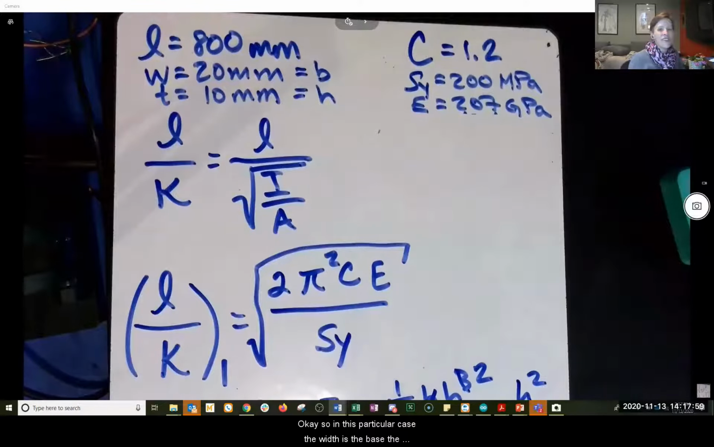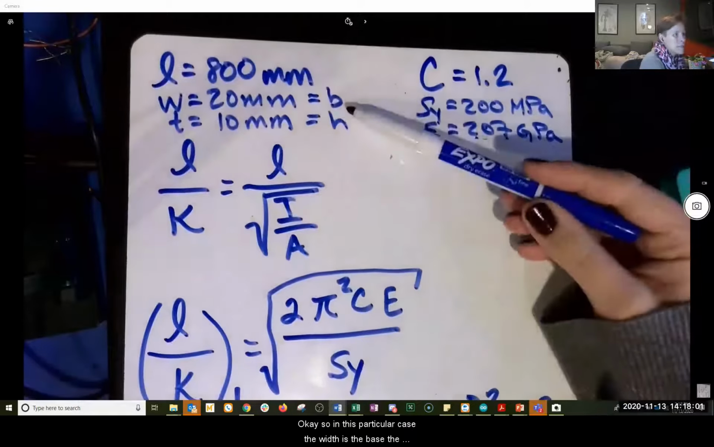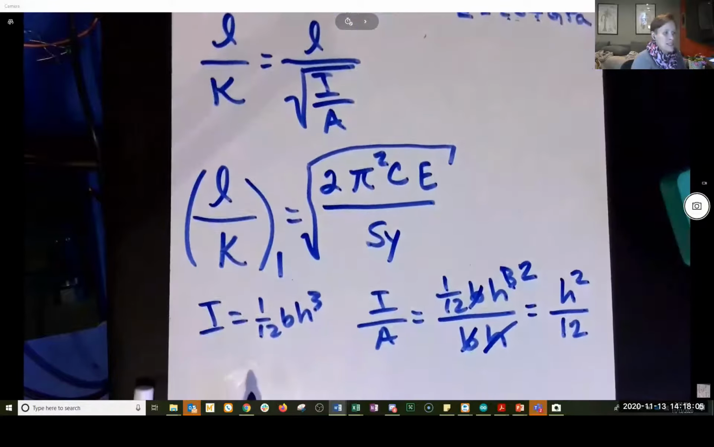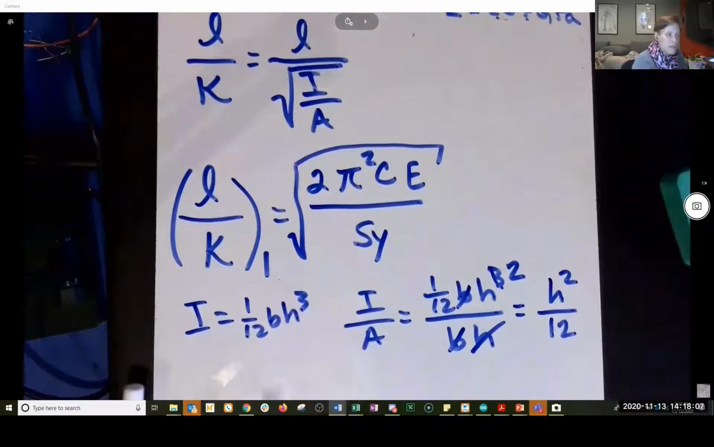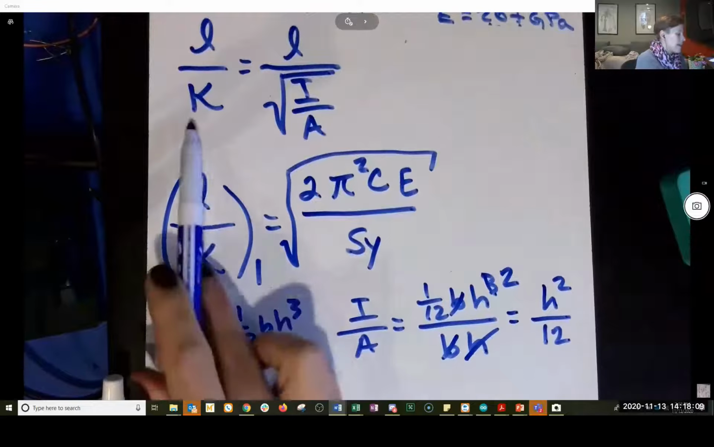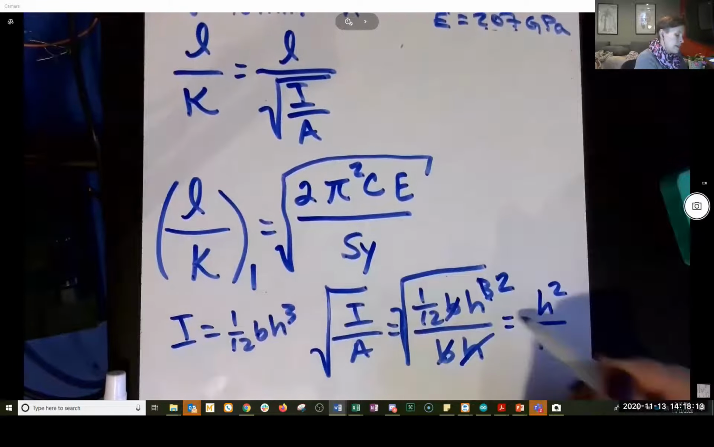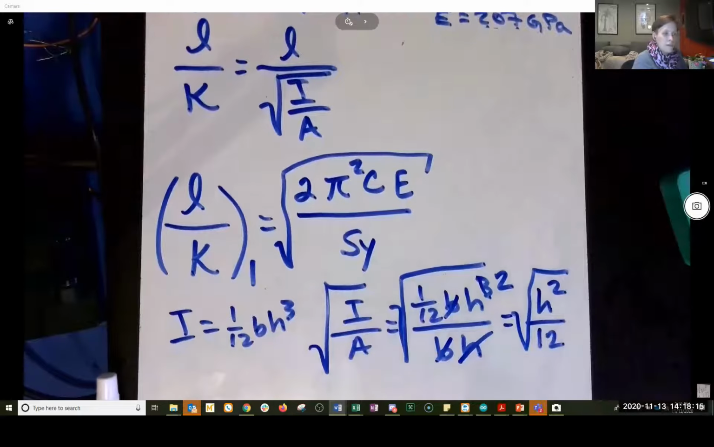Okay, so in this particular case, the width is the base, the thickness is the height, and our inertia is base height cubed over 12. We're really looking at K, which is the square root of I over A. And so it all simplifies down, is what I'm trying to explain.